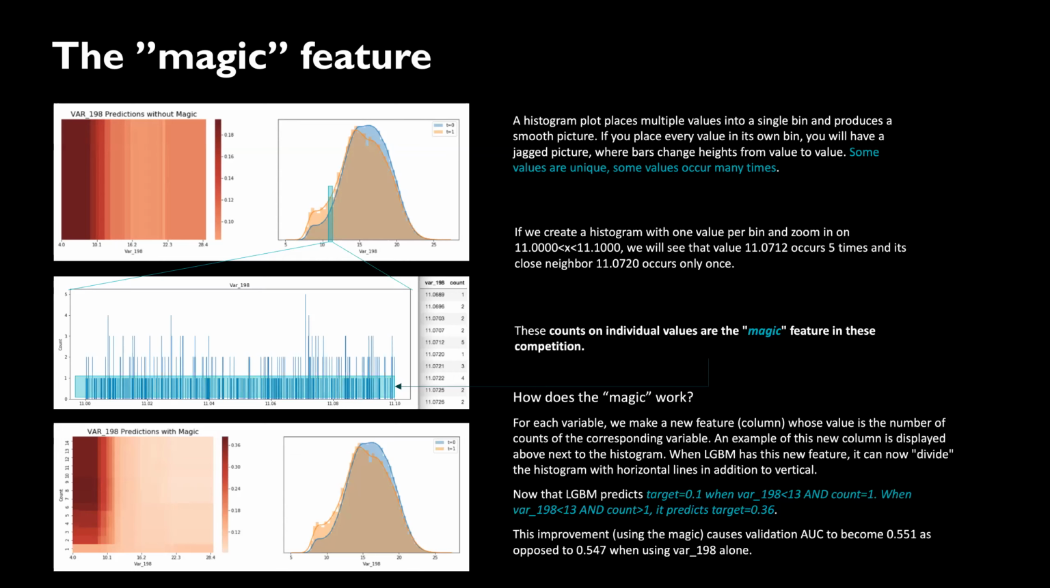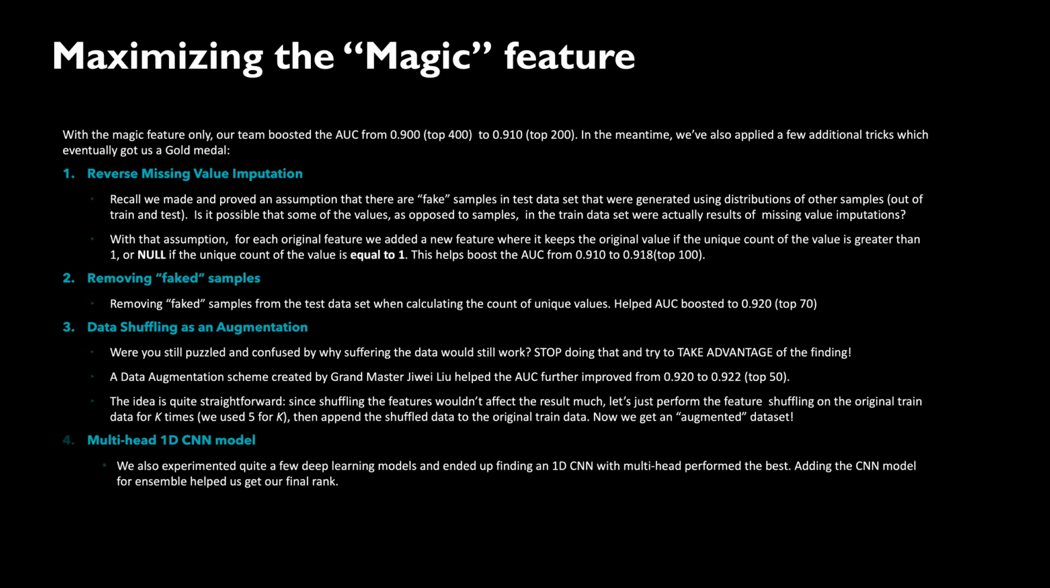So why does this actually work, and what are the few other things we did to further improve our model? First of all, the magic feature with LightGBM boosted the AUC-ROC from 0.9, which is equivalent to the top 400 in this competition, to 0.910, and we substantially moved that rank by 200. In the meantime, we also applied a few additional tricks, which eventually also got a gold medal. So here are the things. First of all, reverse missing value imputation.